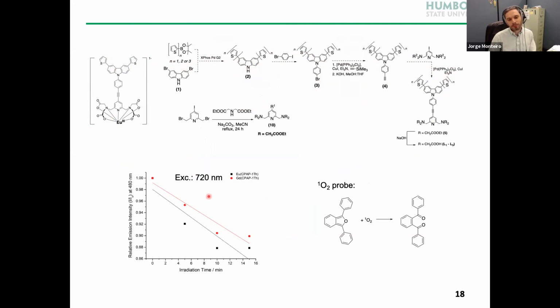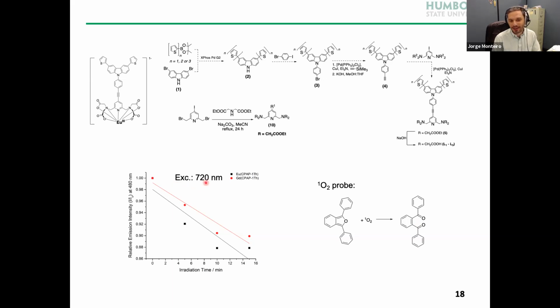And the way we are going to probe or prove the singlet oxygen generation is using a probe. So we have here this compound in the presence of singlet oxygen. It will attack this furan ring, open the ring. So this is luminescent, this is not luminescent. And the very characteristic band here is at 480 nanometers. Therefore, if we can generate singlet oxygen, this will decrease the emission of this species because we are producing a non-luminescent species.